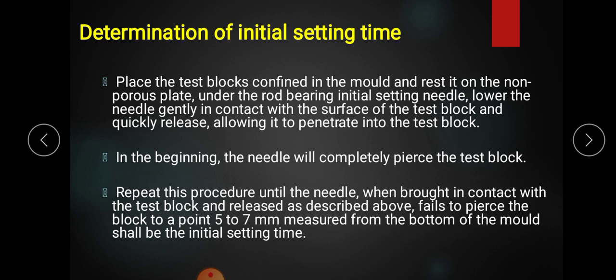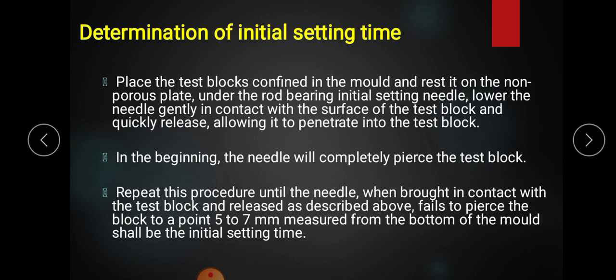Repeat this procedure until the needle, when brought in contact with the test block and released as described above, fails to pierce the block to a point 5 to 7 mm measured from the bottom of the mold. That shall be taken as the initial setting time.